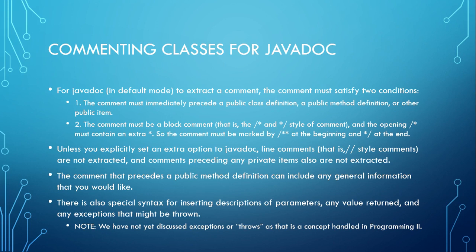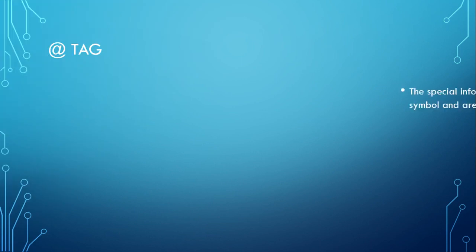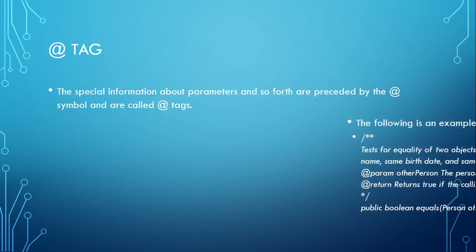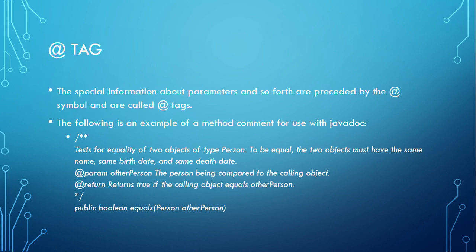You might have encountered some different types of errors that have been thrown, like mismatch errors and stuff like that. But again, those aren't things that we're really going to worry about too much for the scope of this class. All right, next is the @ tag. This is special information about parameters and so forth that are preceded by the @ symbol, and these are what's known as @ tags.